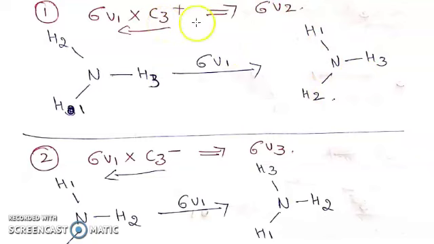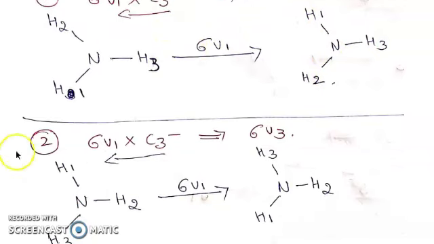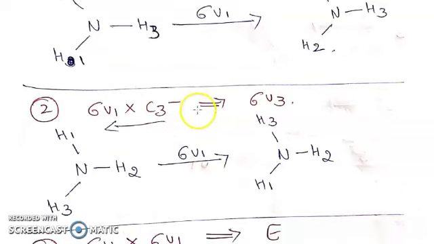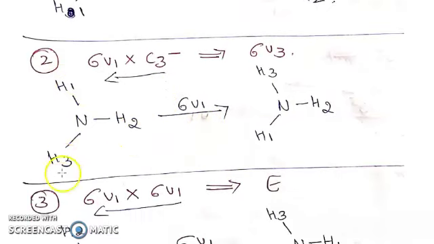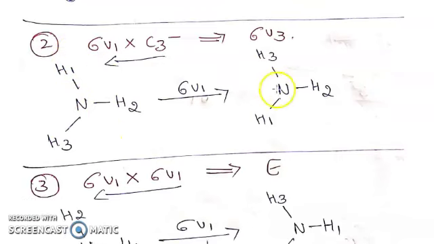Sigma v1 into C3 plus gives sigma v2. Similarly, sigma v1 into C3 minus. First write C3 minus, which means this molecule. For this molecule, you have to do the sigma v1 operation. Sigma v1 means this plane, the NH2 plane, called the sigma v1 plane. Then these two hydrogen atoms, H1 and H3, will interchange. You get this molecule, which is nothing but sigma v3. Sigma v1 into C3 minus gives sigma v3.